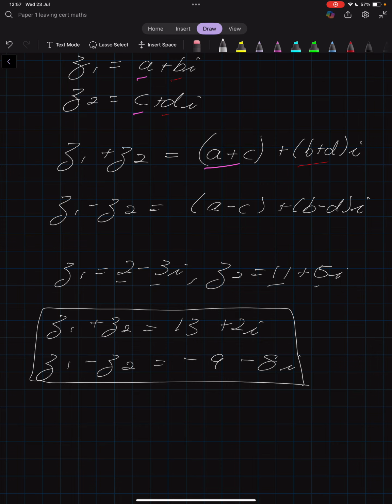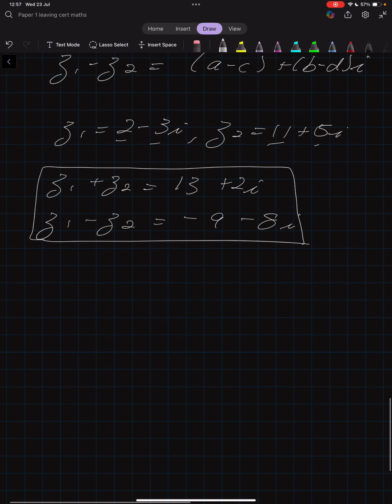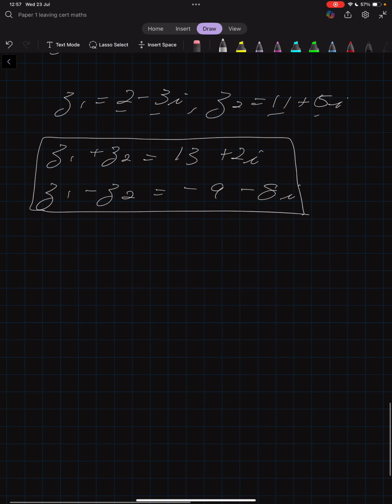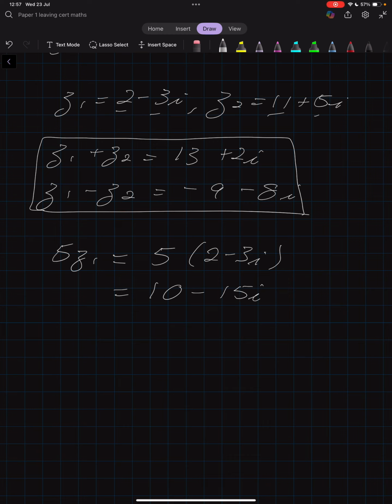Now, the next thing is, how do you multiply complex numbers? So let's say I asked you to find what is 5z1. So what's 5 times z1? You simply multiply 5 by 2 minus 3i. You would say 5 times 2 is 10. 5 times minus 3i is minus 15i. Done. Okay.